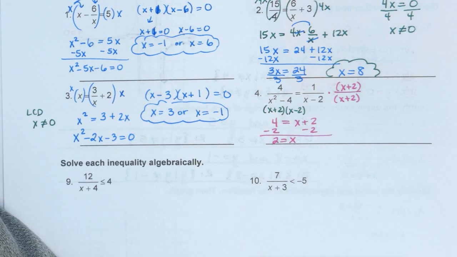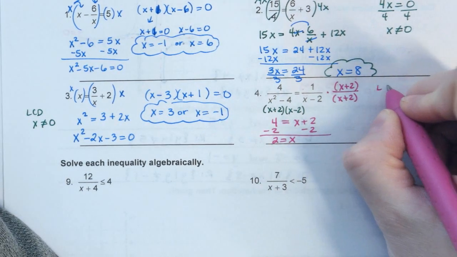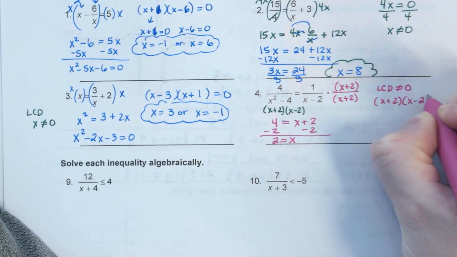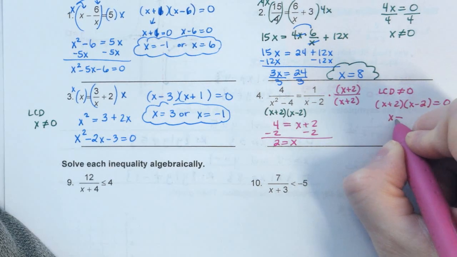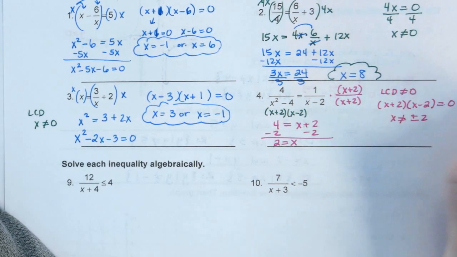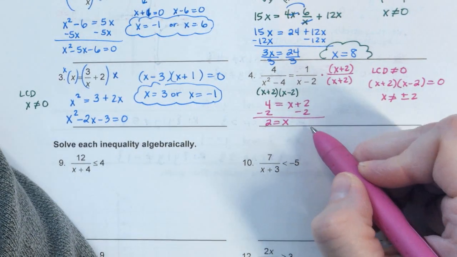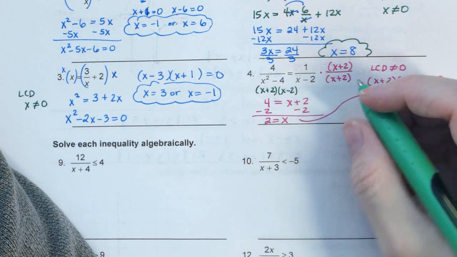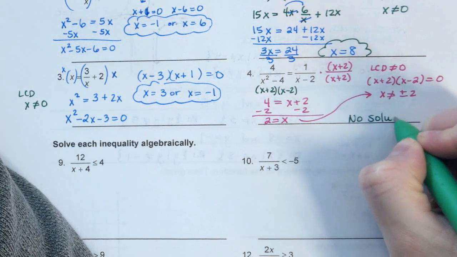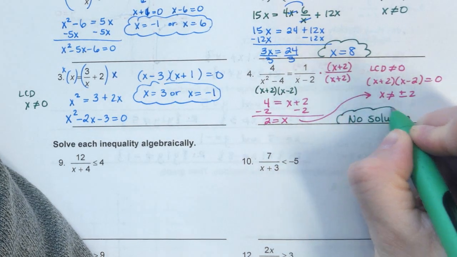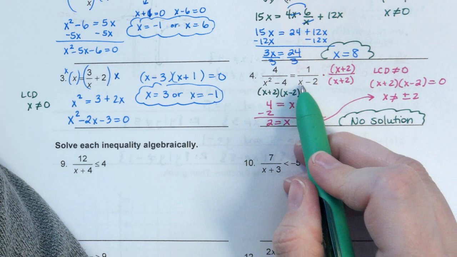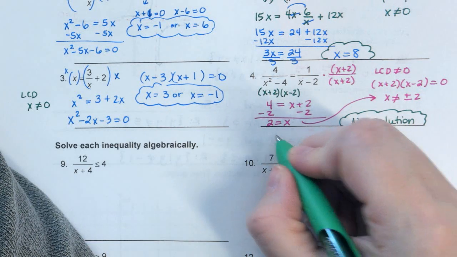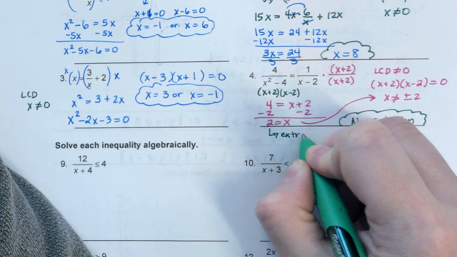Okay, now, again, we have to take the LCD, because that can't be 0. So the LCD is x plus 2 times x minus 2. So what are the two things x can't be? Yeah, 2 and negative 2. So see how that falls in that category? So what you would write on the line is no solution. You could also plug this back in. When you plug it back in, you get 2 minus 2. You'd have 0 in the denominator. You can't have 0 in the denominator. So this is what we call extraneous.